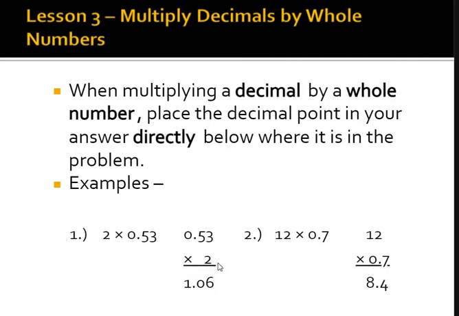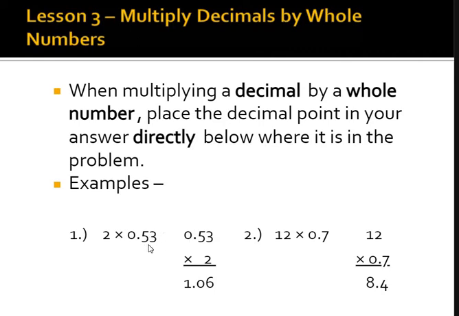Now, when you multiply decimals by whole numbers, look at how to multiply 2 times 53 hundredths. How to multiply it easily? I want you just to ignore the decimal point for a while. Put the decimal without its decimal point.